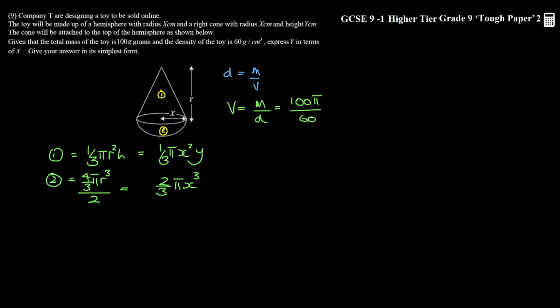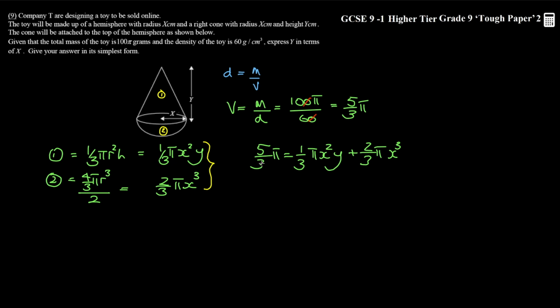Just check that everything is in grams. Occasionally questions will shove in a kilogram or a metre and try to trip you up that way. The zeros cancel, and we're left with 5/3 pi. Again, hugely recommend you stay in fractions. So we now can say that the combined volume here and our calculated volume here must be equal.